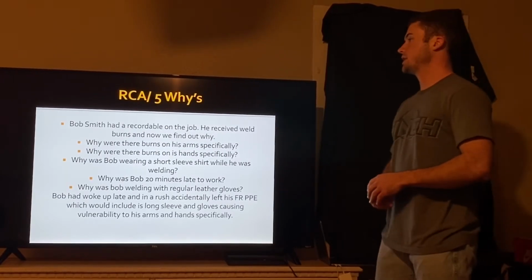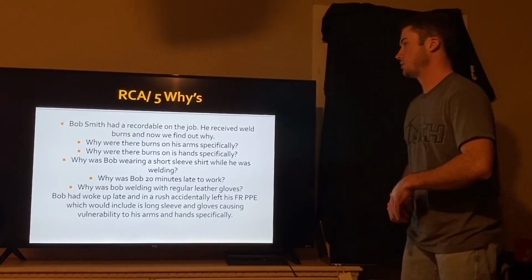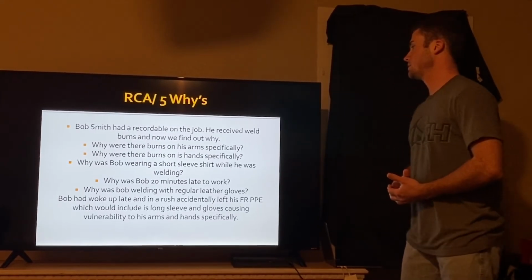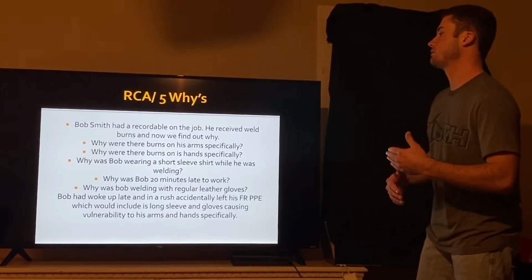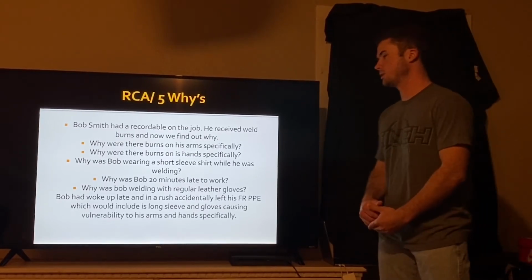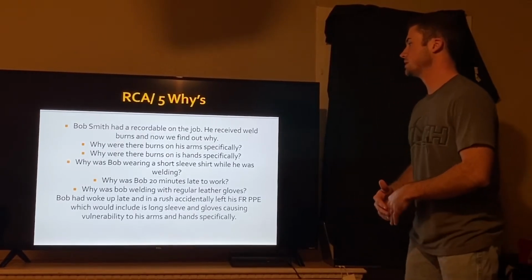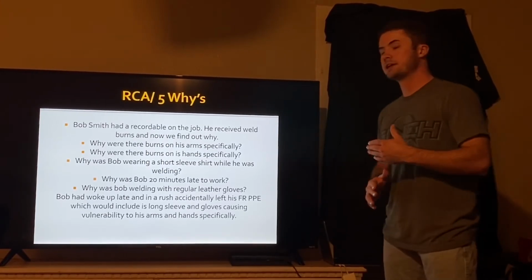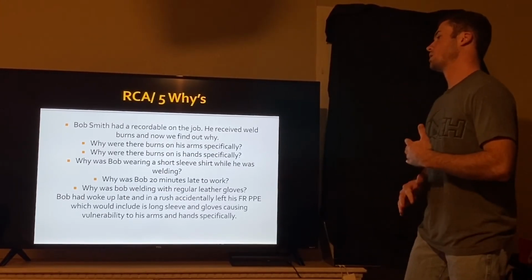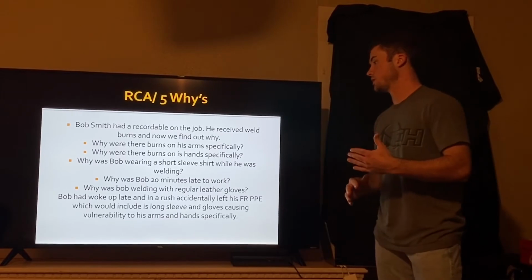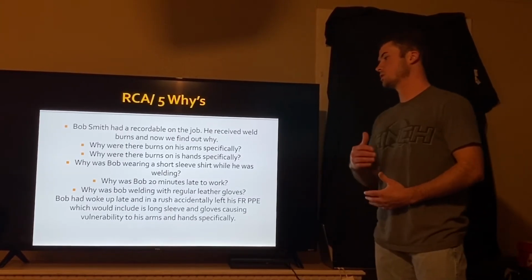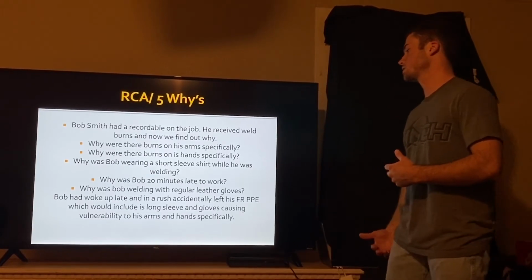Next, we have our RCA, which is the 5 whys, or our root cause analysis. Bob Smith had a reportable on the job. He received weld burns, and now we find out why. Our 5 whys here could be: why were the burns on his arm specifically? Why were the burns on his hand specifically? Why was Bob wearing a short sleeve shirt while he was welding? Why was Bob 20 minutes late to work? Or why was Bob welding with regular leather gloves?